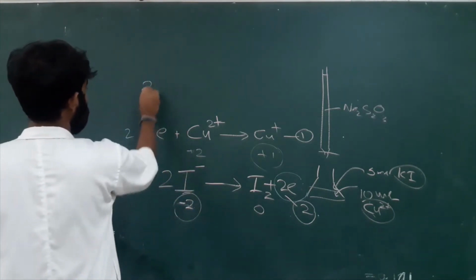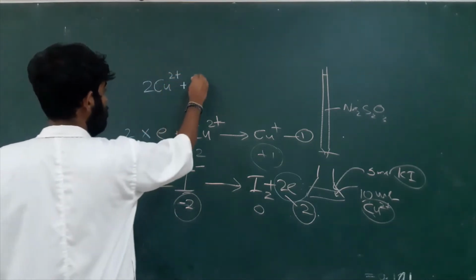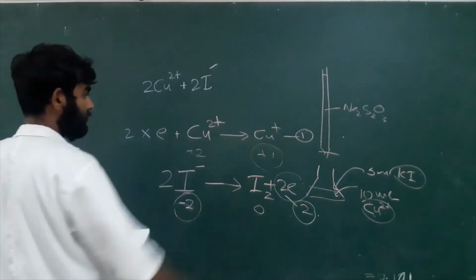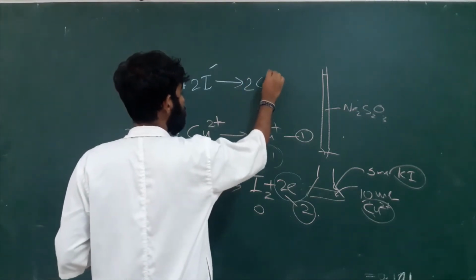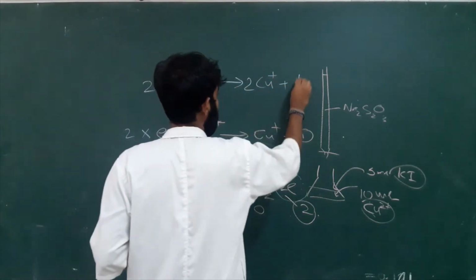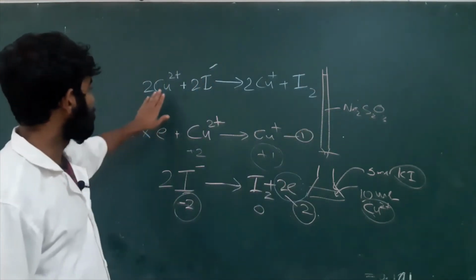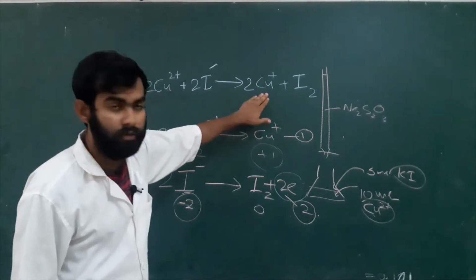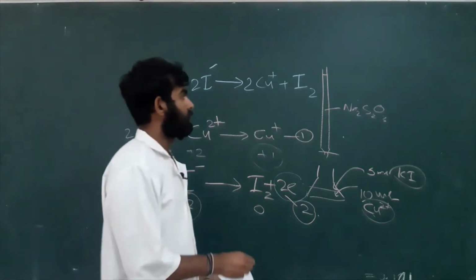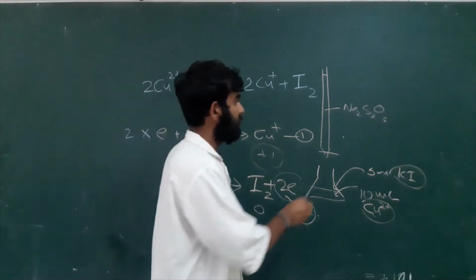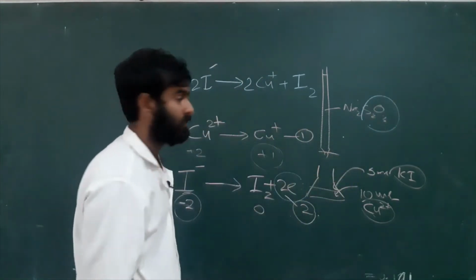So 2 Cu2 plus plus 2 I minus will give us 2 Cu plus plus I2. That's the balanced equation. Now the copper ions will be reduced and I minus will be oxidized. So now we are doing a titration with sodium thiosulfate. Sodium thiosulfate will react with this iodine.